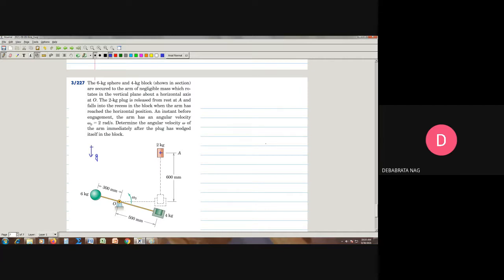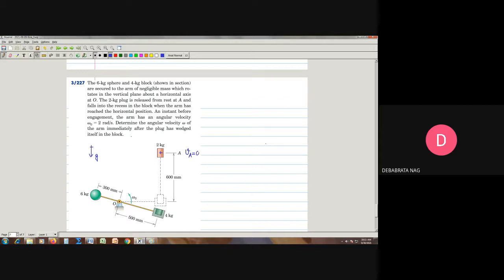This is the arm, and it is pivoted here, and the axis of rotation, of course, is in the horizontal direction, or in our case the axis of rotation is perpendicular to the plane of our screen. Now it is rotating about this horizontal axis, and therefore it offers negligible resistance to the rotation. Now the 2 kg plug is released from rest at A. So when it is here at this point A, its velocity is going to be equal to 0.